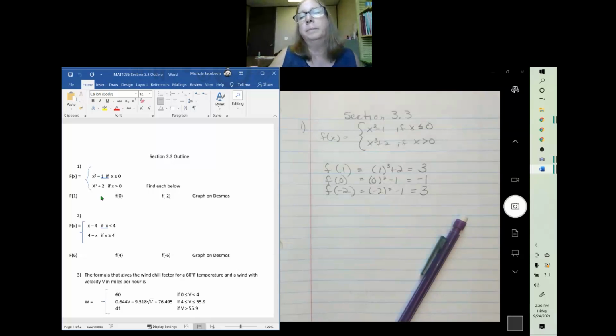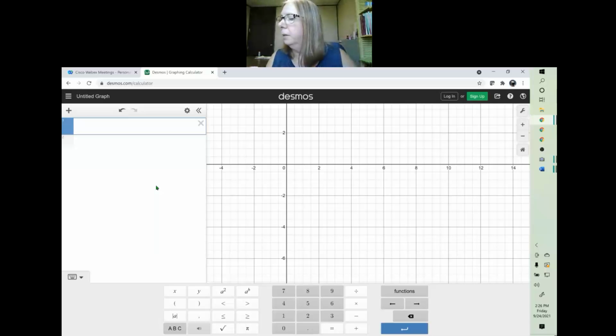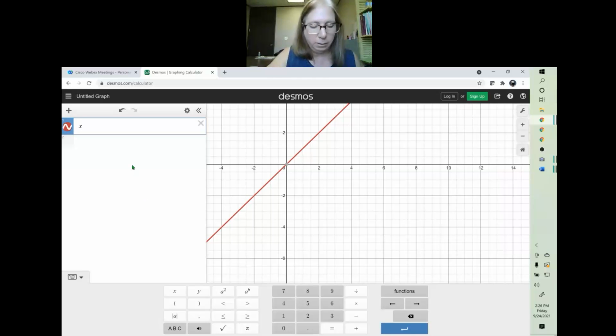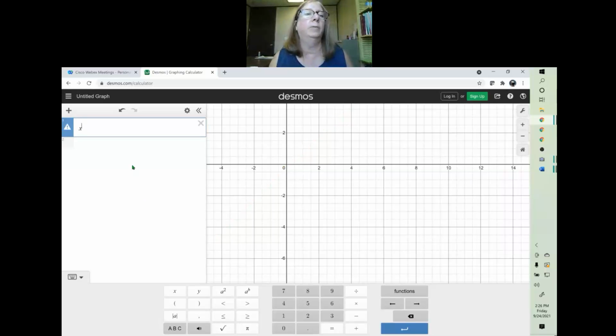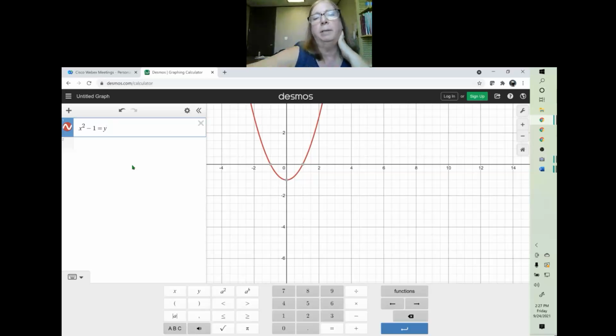To graph it, we use Desmos, and I brought it up already. I'm just in the main screen for graphing. We'll put that first one in, x squared minus 1. The up arrow will move it up for you. We put squared and then come back down, minus 1. And I forgot the equals y. There we go. So we have a parabola.